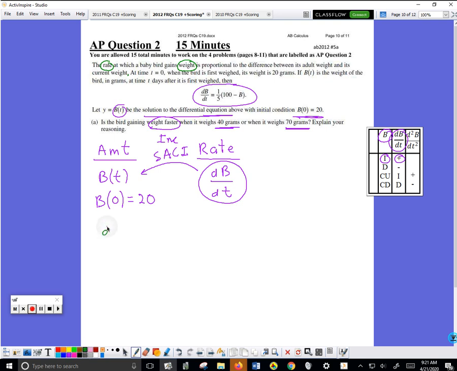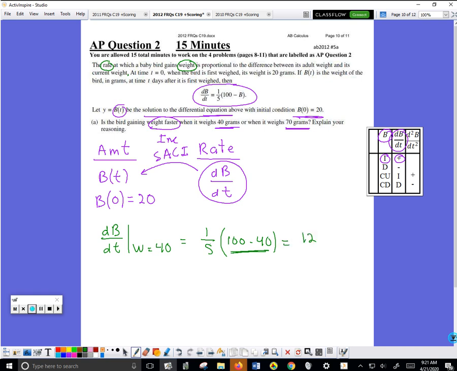dB dt at a weight of W equals 40, that's going to equal 1 over 5 times 100 minus 40. I don't have to work that out, but it might be a little easier to interpret if I do. I can use my calculator if I want. This will be 60 divided by 5, which is 12.